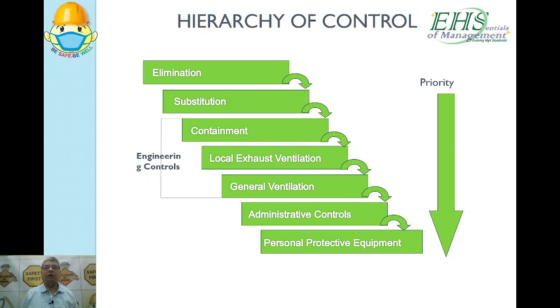We have a very wrong notion, particularly in Indian industries, that if you give personal protective equipment to people, then the safety problem is solved or the hazard is minimized. That is not the case. You have to follow a complete hierarchy from elimination, substitution, engineering control, administrative control and personal protective equipment. So friends, let us see this one by one.